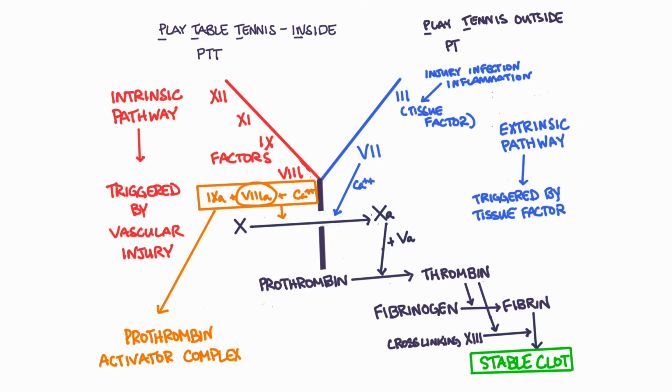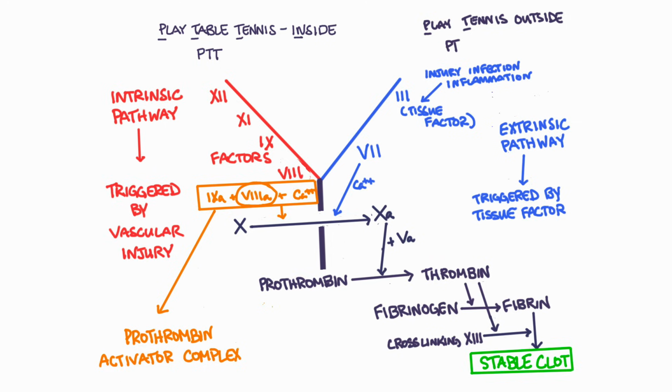Now let's consider the extrinsic arm, which we saw activated in the previous slide. The extrinsic pathway is triggered by tissue injury, inflammation, and infection. Factor 3 is made by fibroblasts. In our case, tissue injury exposed factor 3 and activated it, which combines with factor 7 and activates that. Factor 7 activates factor 10, and now we're on the common pathway again.